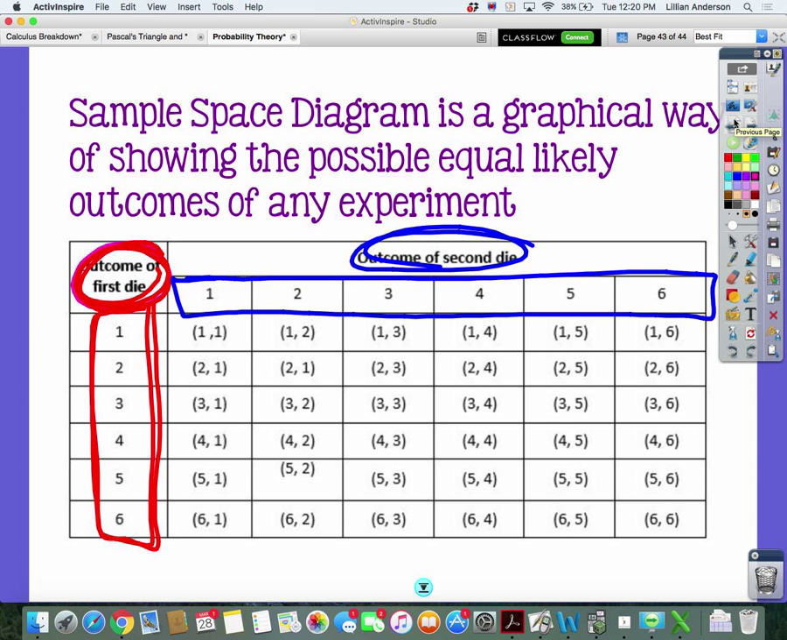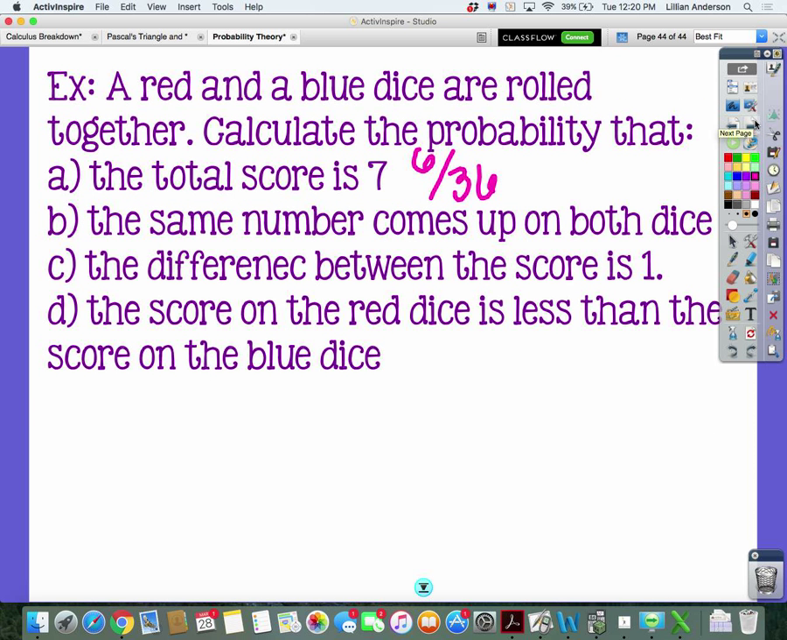Now it says the same number comes up on both dice. Come up with your numerator, figure out what your denominator is, but don't say the answer. So how many? 6 over 36. Yes, 6 over 36. Good job. C: the difference between the scores is 1.